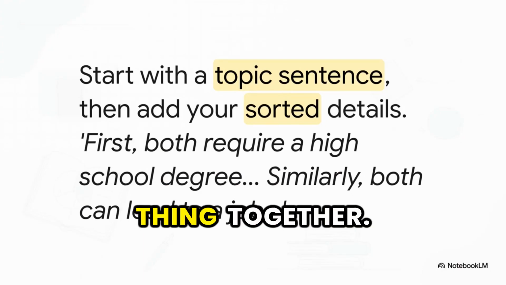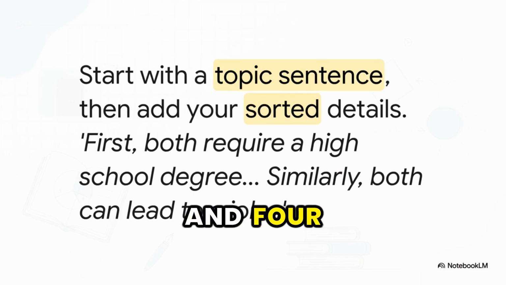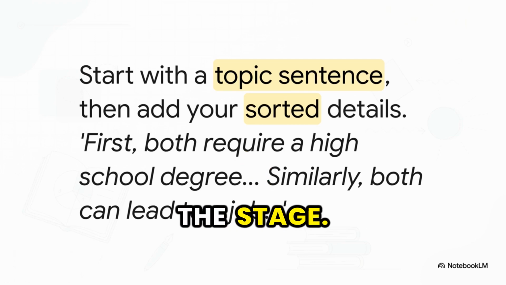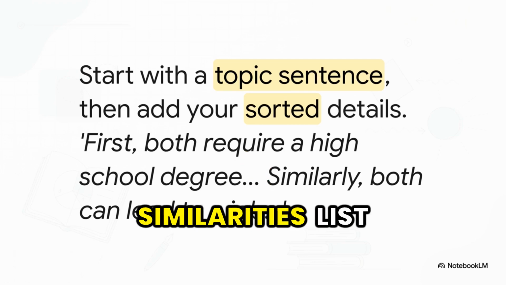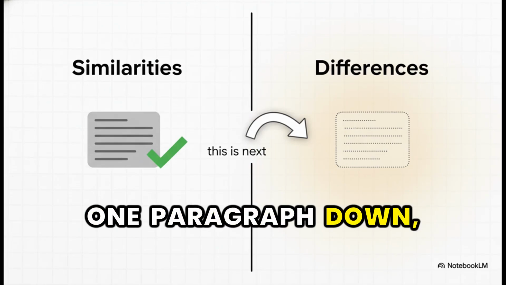Okay, let's actually build this thing together. We start with that topic sentence. 2-year community colleges and 4-year universities share some key similarities. Boom, that sets the stage. Now we just grab our details from that similarities list we made. We can add, first, both types of institutions require a high school degree for admission. Then, using one of our signal words, we can say, similarly, students at either type of school can earn a degree that may lead to an entry-level job. See how easy that was? We've just turned a bulleted list into a real paragraph. Perfect. 1 paragraph down, 1 to go.